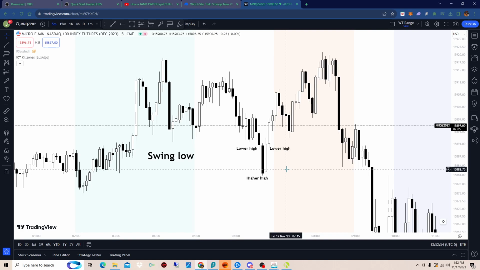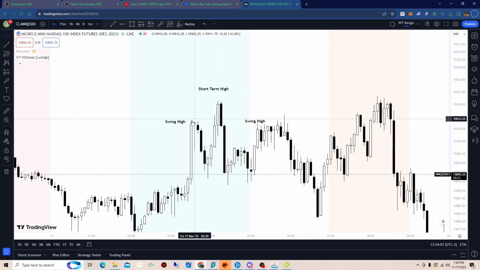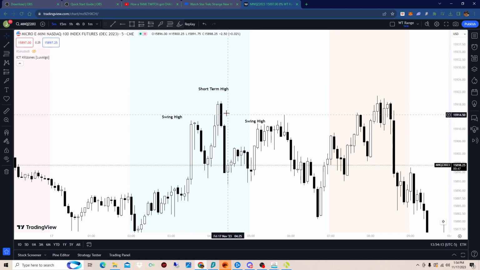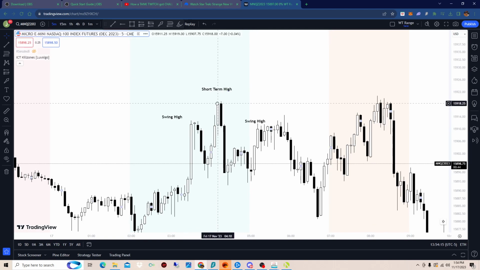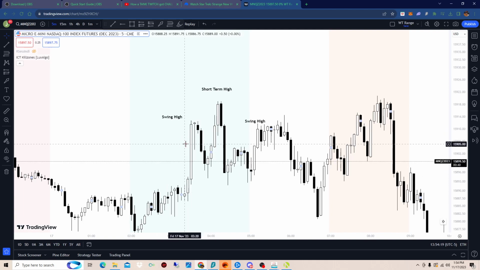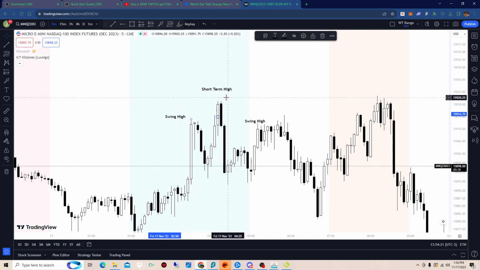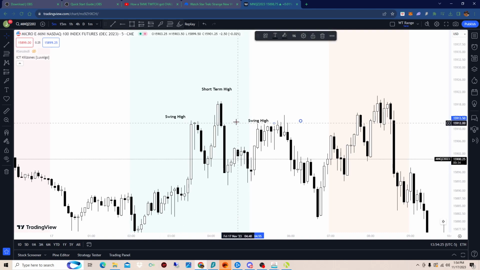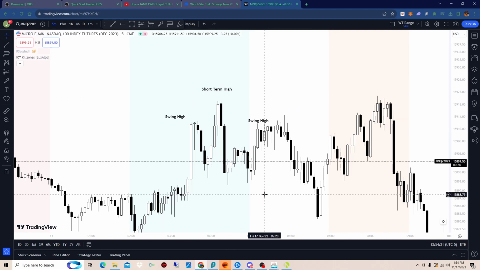And now we're going to go into more depth into this model. Alright guys, so here we have the same example. We have a swing high, and right here is something new, which is a short-term high. And it's basically the same pattern. This swing high is lower than this up move, and this swing high is lower to the right. So that creates basically the swing high on, let's say, a higher time frame.